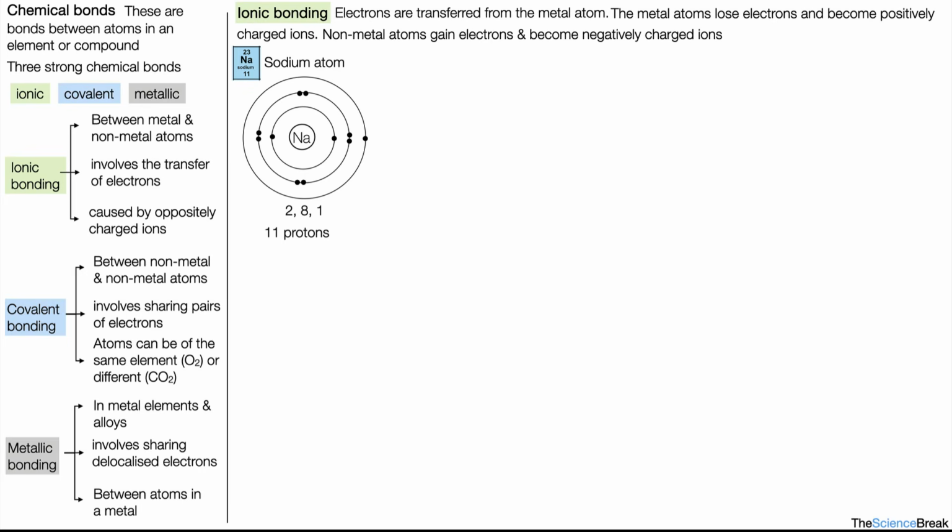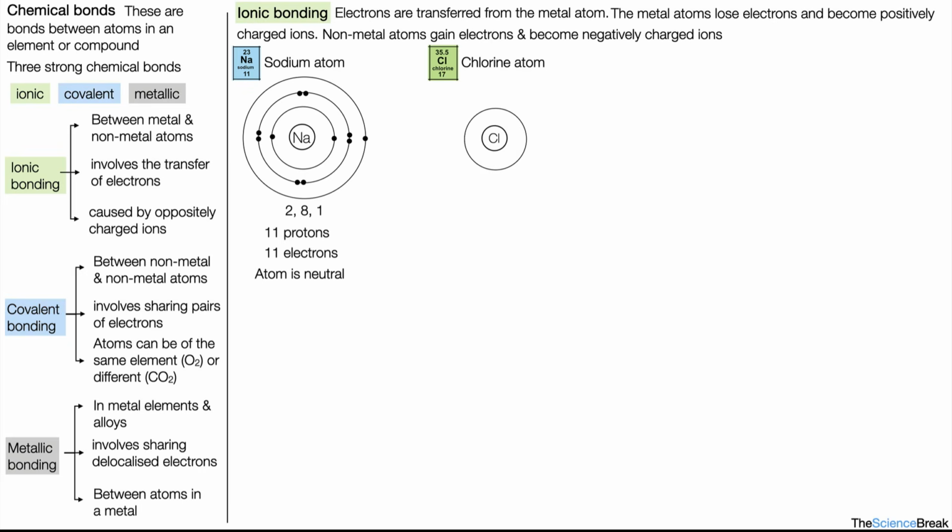We have 11 protons in sodium, and we also have 11 electrons. This means the atom is going to be neutral because the protons are positive and the electrons are negative, an equal number of both, so they balance each other out. For chlorine, we have 17 protons, so therefore 17 electrons.